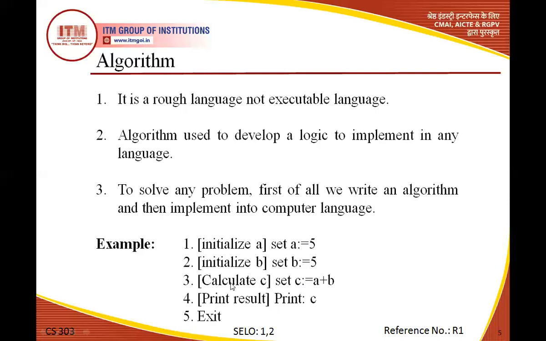Okay, and then at the end of the algorithm we use exit to close that algorithm, that means exit from that algorithm. So this exit we have to use whenever we use an algorithm. Is that okay? In that we use SELO, student effective learning outcome, first and second. At the end of the presentation I tell you these are the SELO, in which we use only 1 and 2. So for this slide we use learning outcomes first and second, and reference book R1, means the first reference book we are using for that.